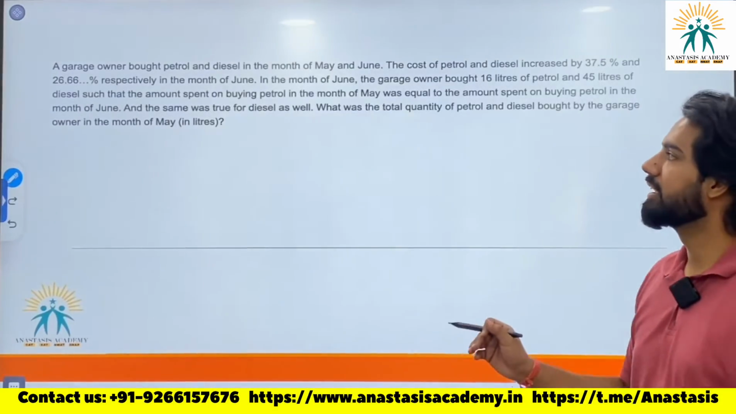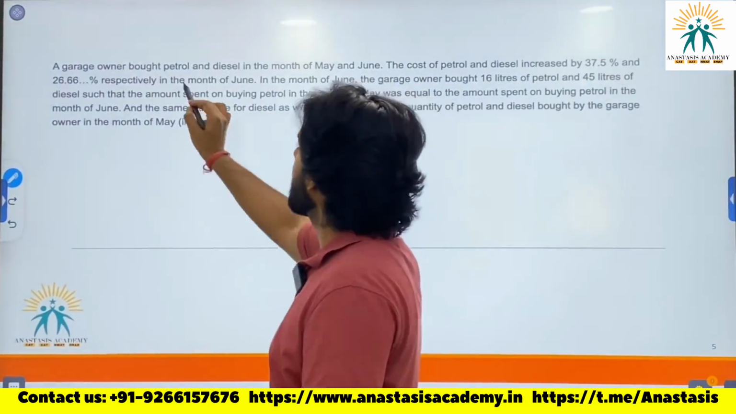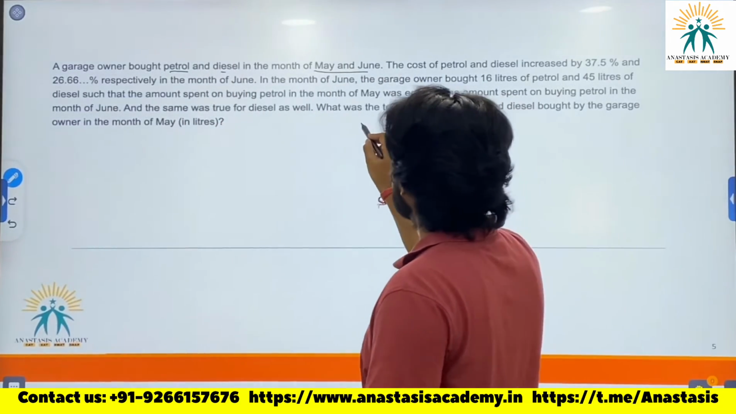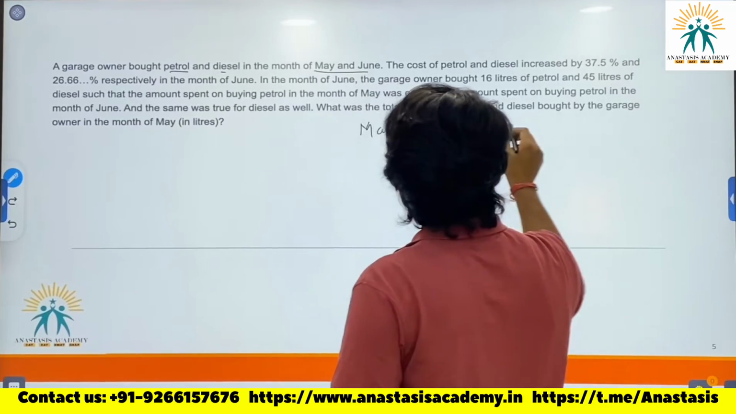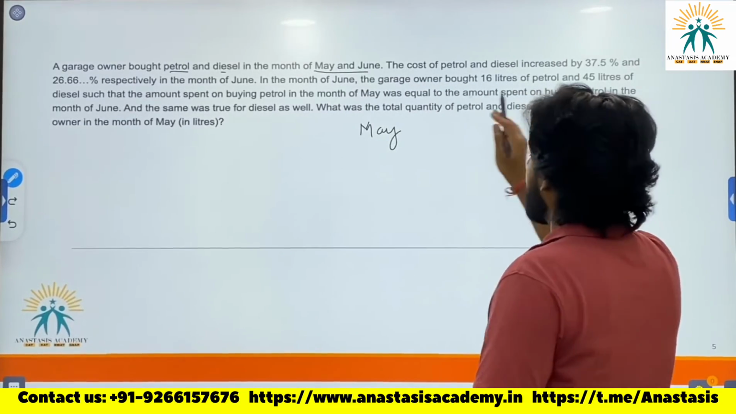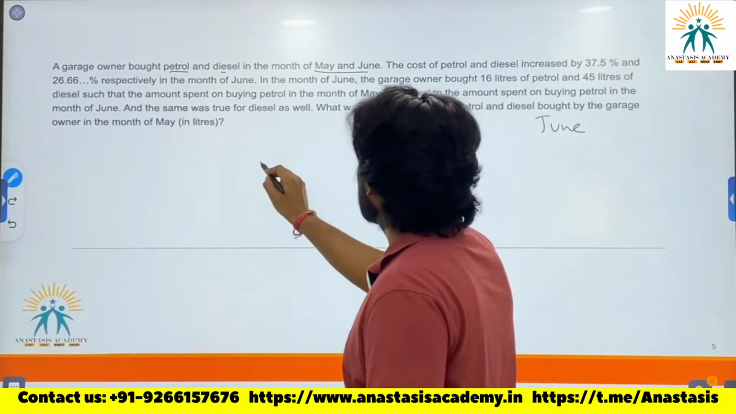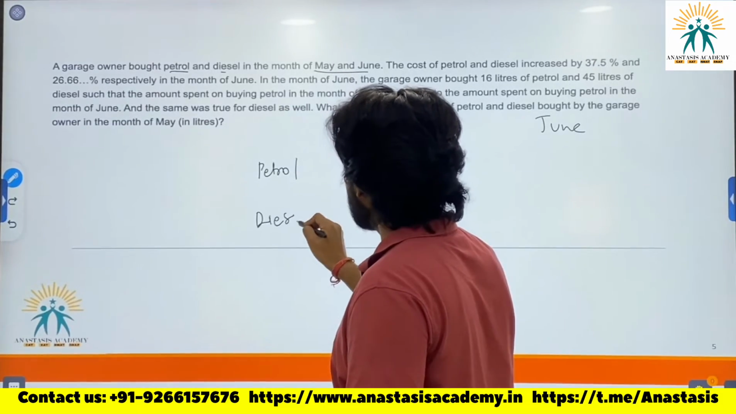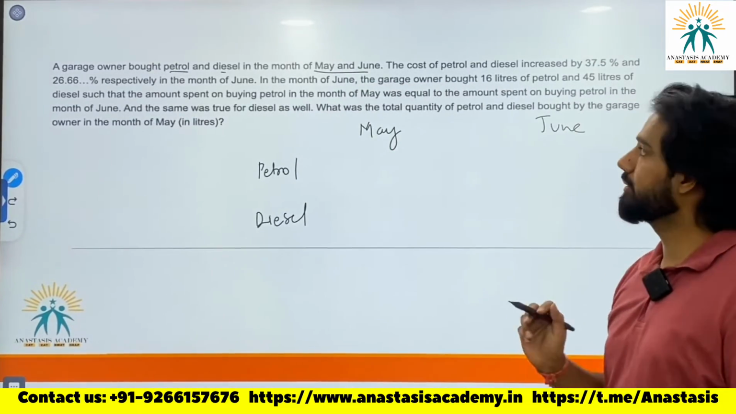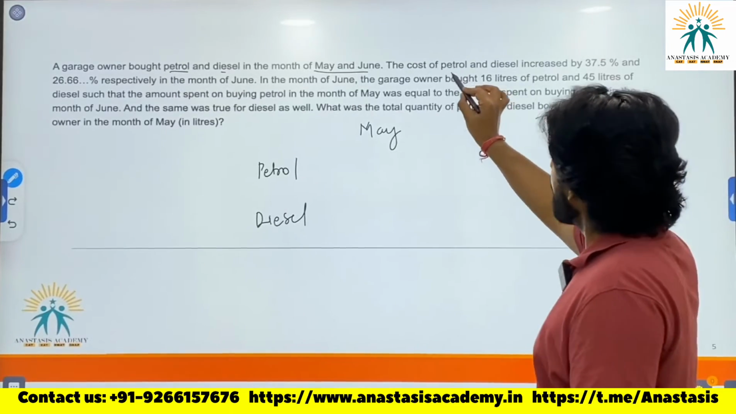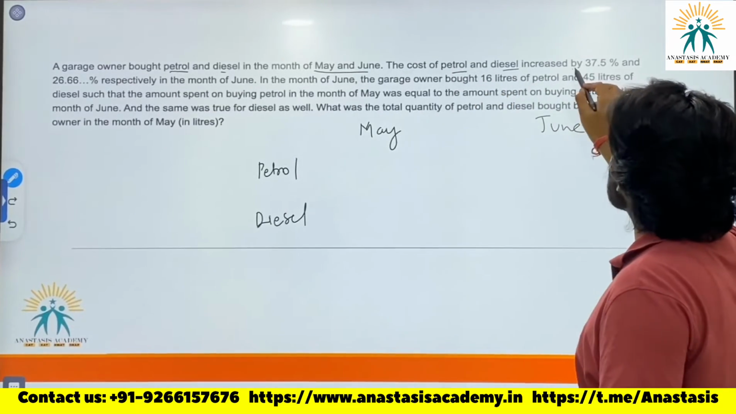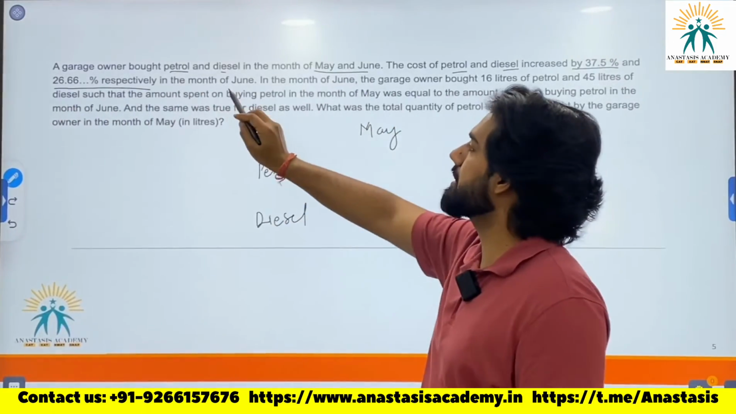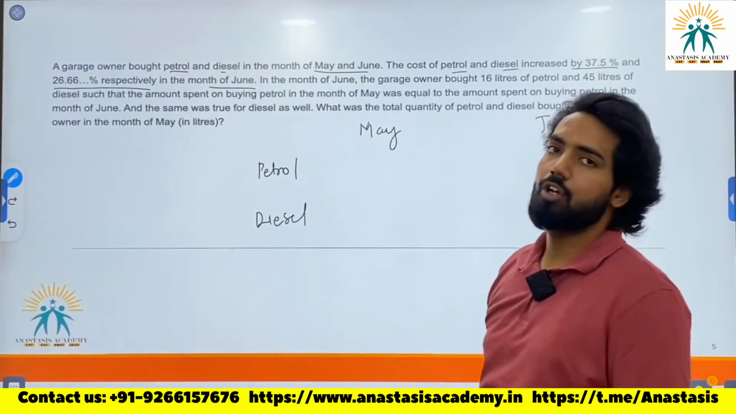Solve this question. A garage owner bought petrol and diesel in the month of May and June. The cost of petrol and diesel increased by 37.5% and 26.66% respectively in the month of June.